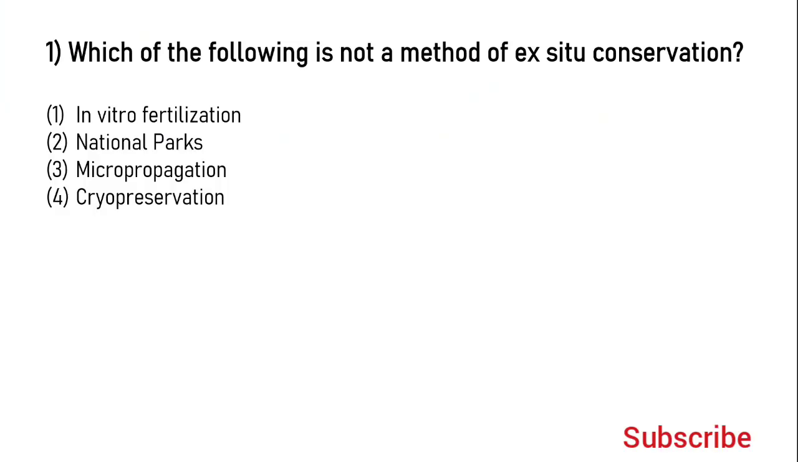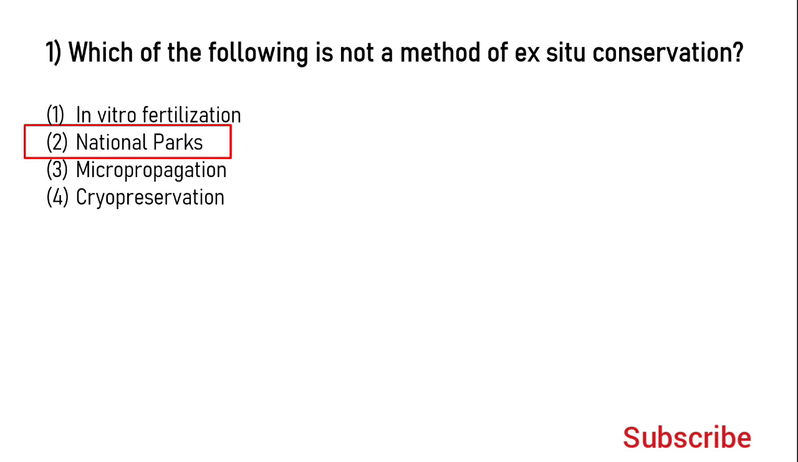So here is your first question. Which of the following is not a method of ex situ conservation? Option 1, in vitro fertilization. Second, national parks. Third, micropropagation. And fourth, cryopreservation. So your answer will be option 2, that is national parks.